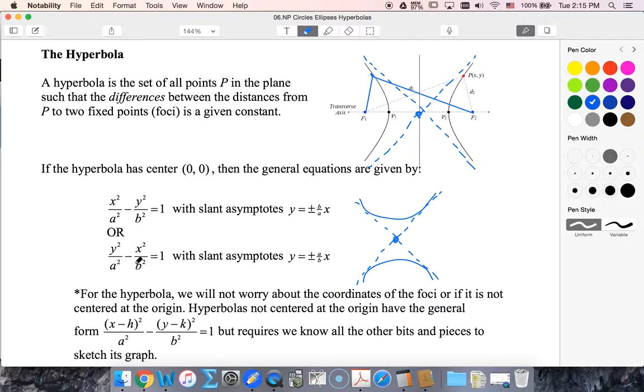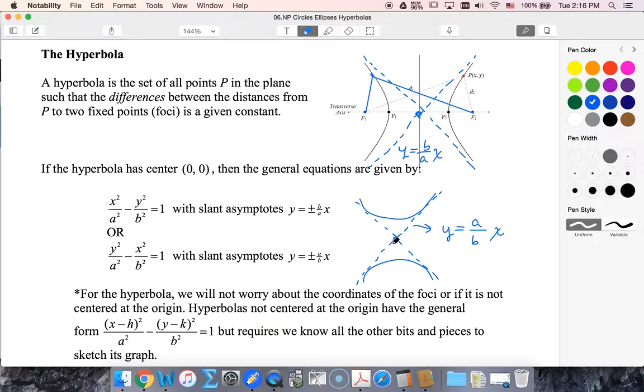In this case, my slant asymptotes will have the equations plus or minus a over b. So the way I can remember this is that the numerator is always underneath the a value. So the numerator of the slope always corresponds to being under the y. So this equation then would have y equals a over b x. This positive 1, y equals b over a x.